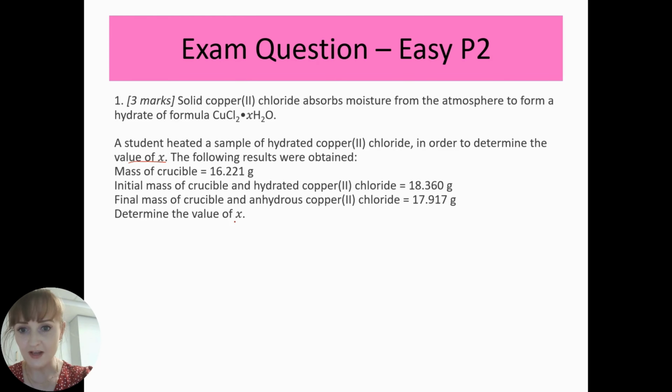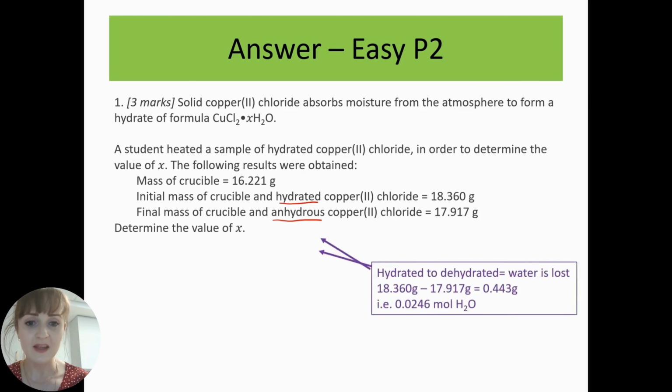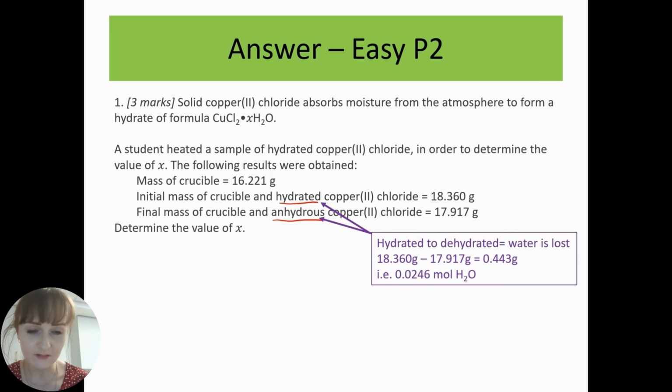What they want you to do is find out what is the ratio of copper chloride to waters, i.e. what is the value of x. So we know that first of all, they've changed it from being a hydrated version to the anhydrous version. That means that the difference between those 2 values must be the water that is lost. So 18.360 minus 17.917, that tells you the mass of water that was present in that compound. And I can easily turn that mass of water into moles of water using n is equal to m divided by the molar mass.